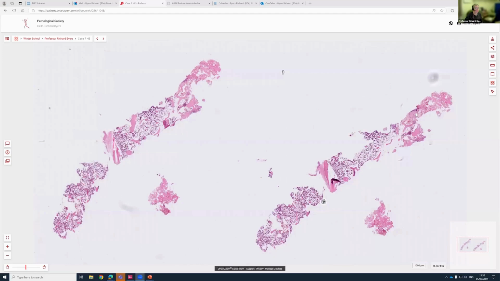So I'll go on to case 7. Yeah, so case 7, this is a 45-year-old woman with a high platelet count. So high platelet count, something like 700, 800. You know what the diagnosis is. You kind of don't even need to look at the slide.